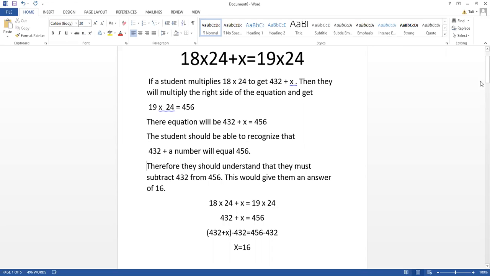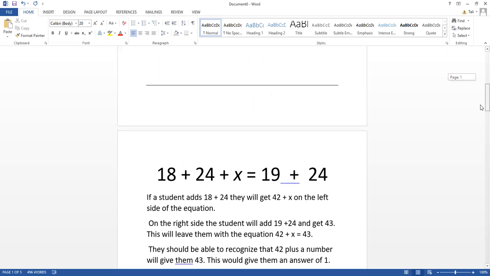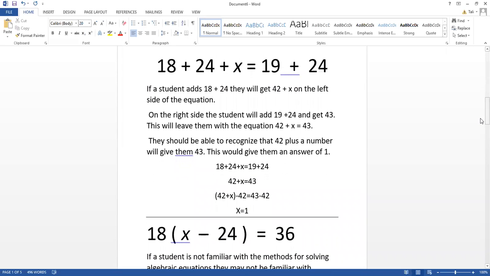Question B for this assignment was 18 plus 24 plus x equals 19 plus 24. If a student adds 18 and 24, they would get 42 plus x on the left side of the equation. On the right side of the equation, the student would get 43. This would leave the equation 42 plus x, which would represent a number, would equal 43.